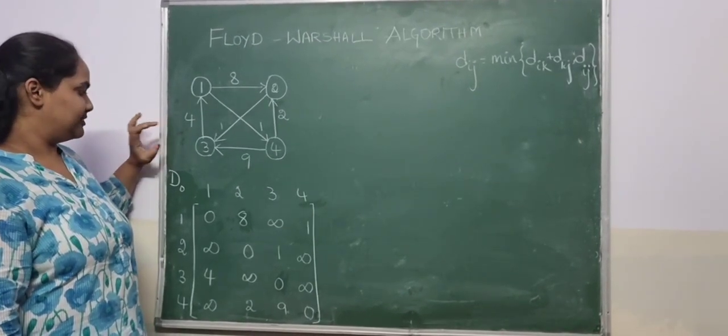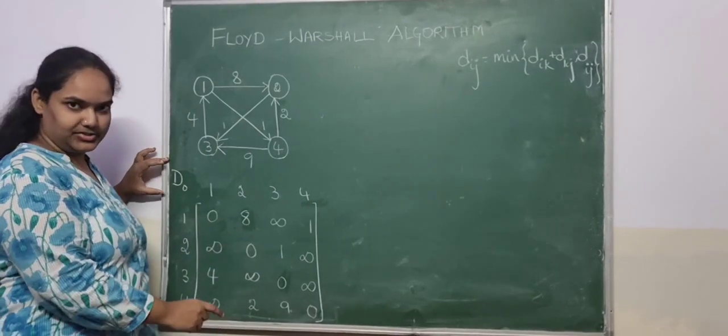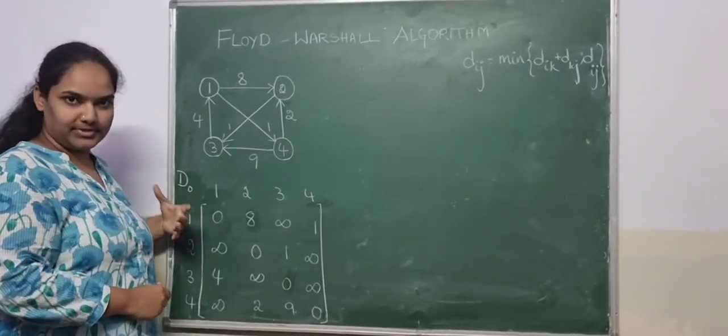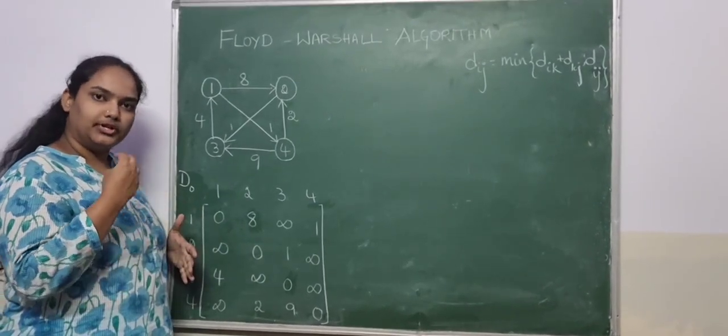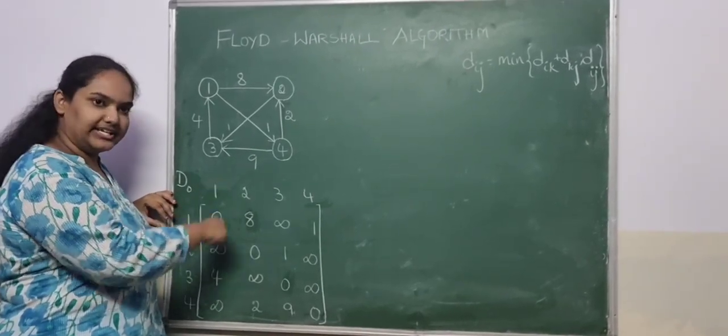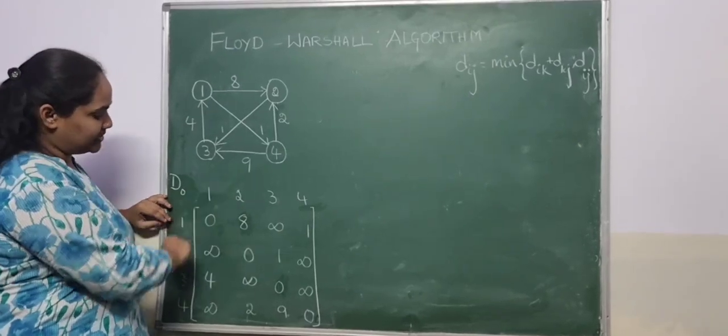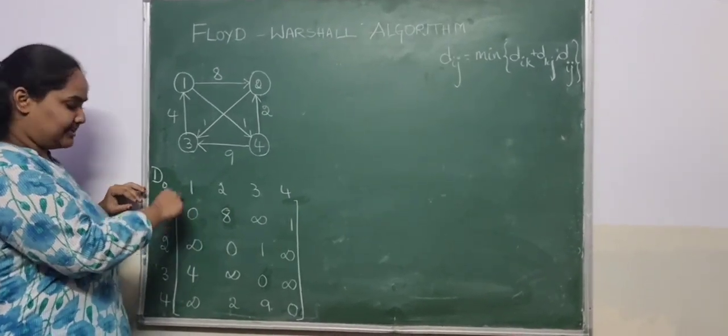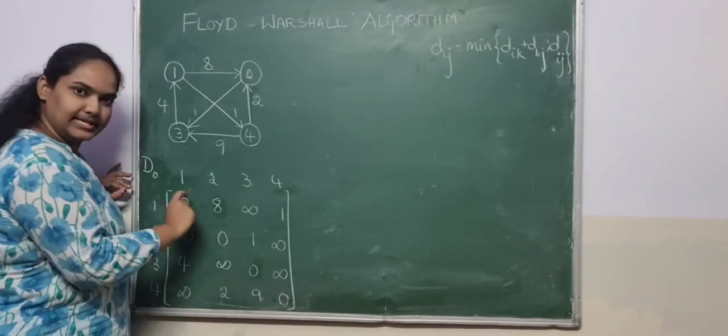The first thing that we do is form a distance matrix D0. How do you form this D0? You have to remember 2 points. Since there is no loop or any direct edge between 1 and 1, that value will be taken as 0. Similarly, all the diagonal elements will be 0.